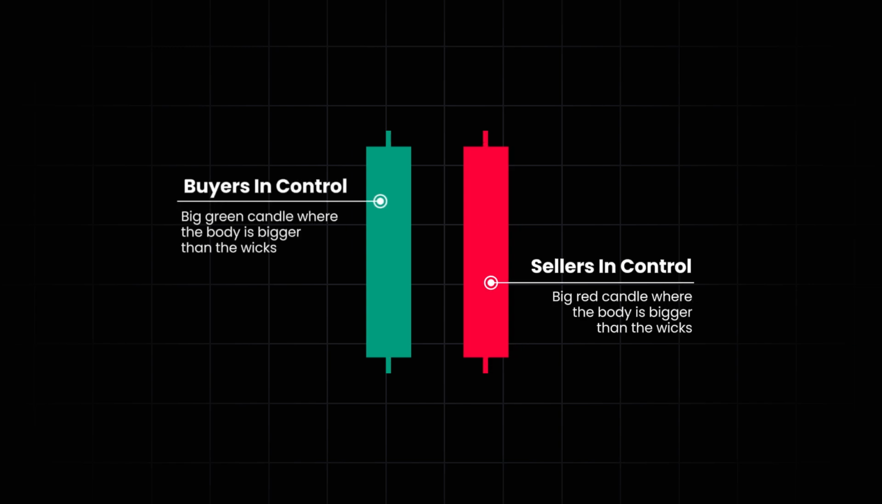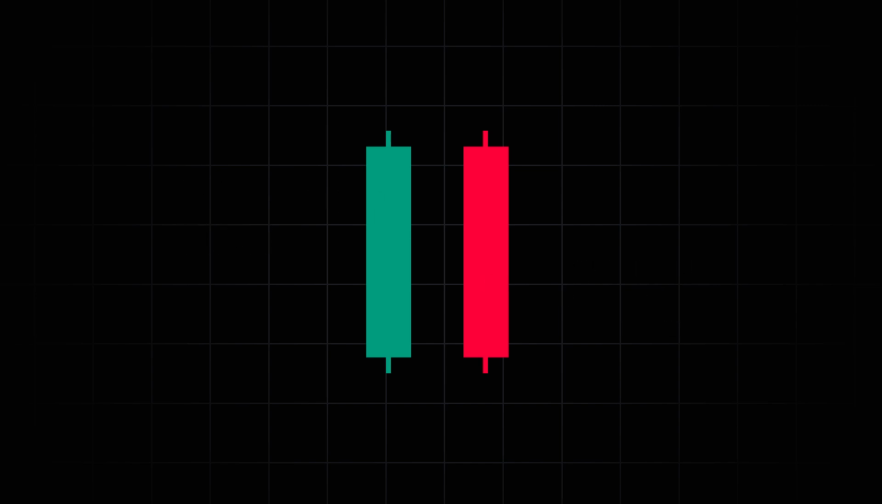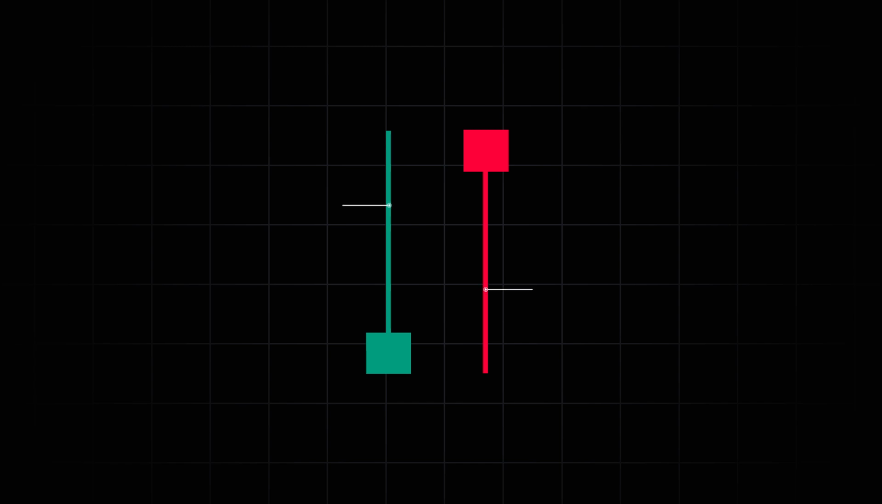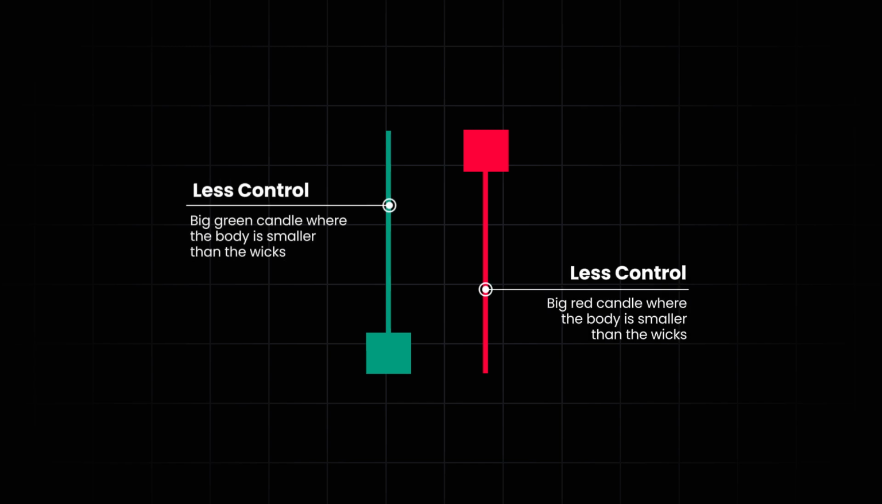was insignificant. When the candle's body is relatively bigger than the wicks, it shows that either the buyers or the sellers were in control. On the other hand, when the body is smaller than the wicks, it shows that there was much less control from either side. It means there was a tough contest between buyers and sellers.